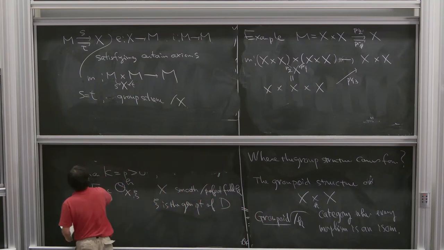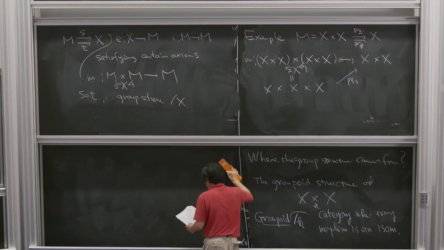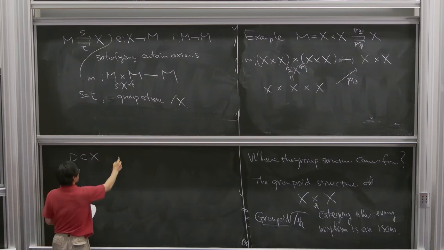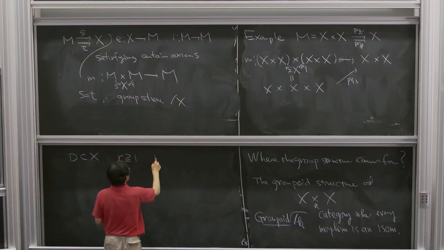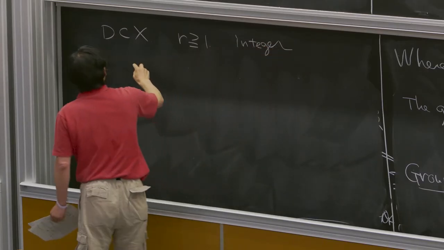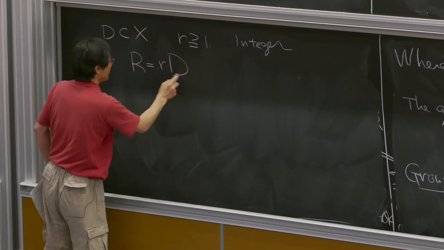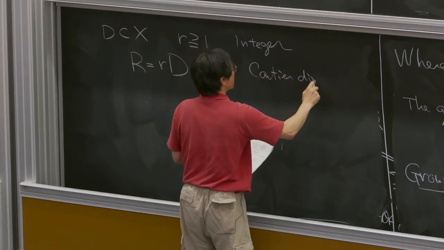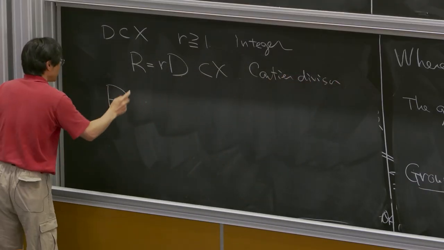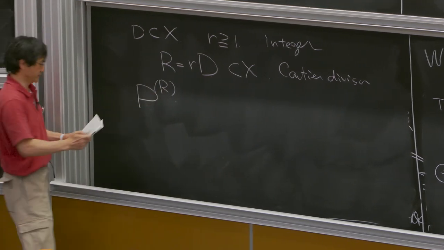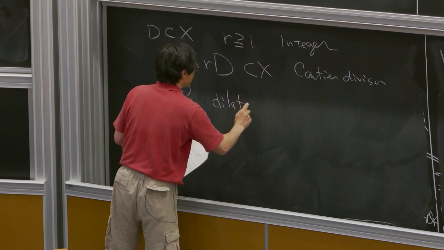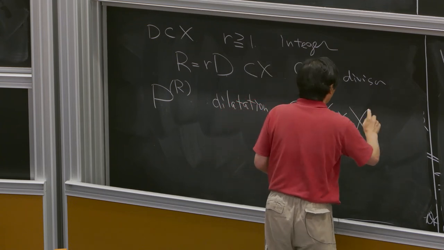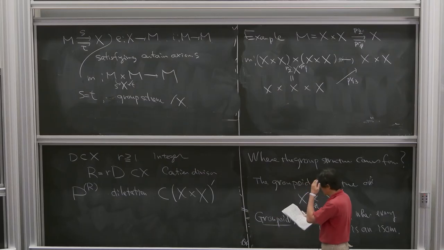Now we are interested in the ramification. So we have a smooth divisor, and we have this multiplicity, and I assume that this is an integer. Let me write capital R to be this multiple. So this is a Cartier divisor. Then we can introduce a dilatation. This is an open subscheme of a blow up.